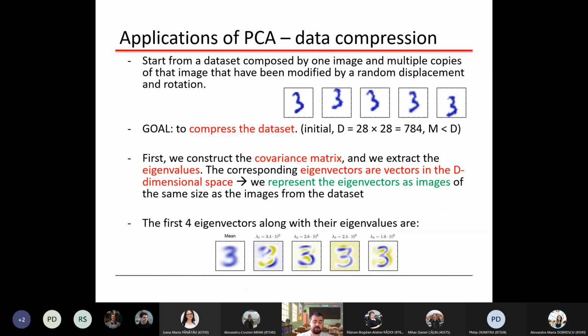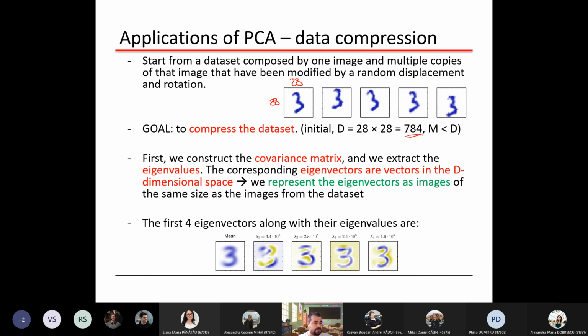And now, since we ended this part, we get to some applications of PCA. One of them is lossy data compression. We start from a dataset composed of one image and multiple copies of that image that have been modified by random displacement and rotation. The purpose is to compress this dataset. Initially, the images have 28 pixels by 28 pixels, so the number of pixels, which means the number of features, is 784. And we would like to compress this dataset.